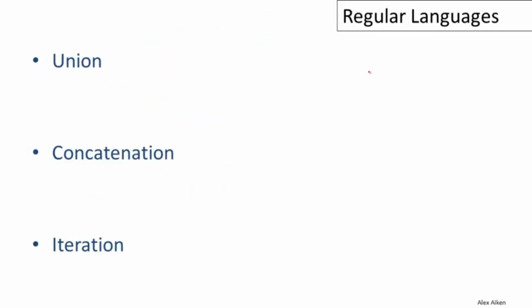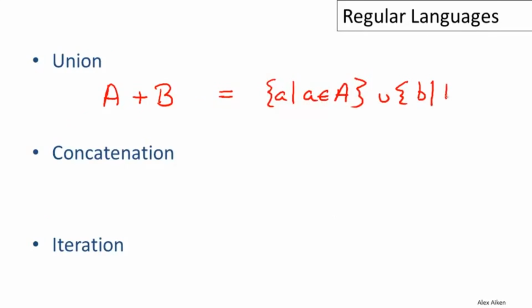Besides the two base regular expressions, there are three compound regular expressions, and we'll go through them in order. The first is A plus B, which corresponds to the union of the languages A and B. So this would be the set of strings little a such that little a is in the language of big A, union little b such that little b is in the language of big B. So just the union of the two sets of strings.